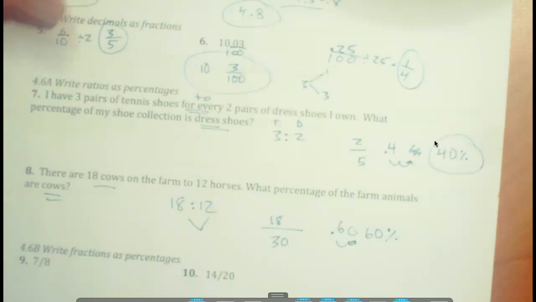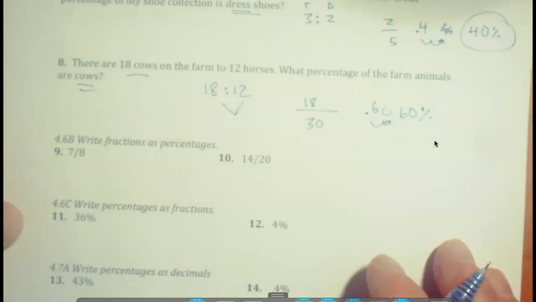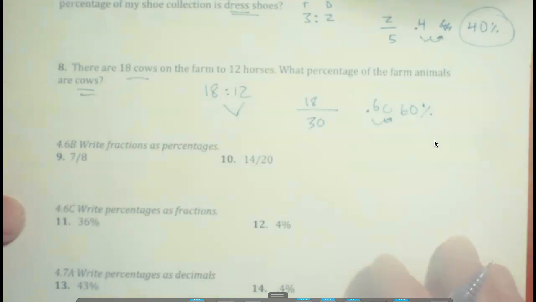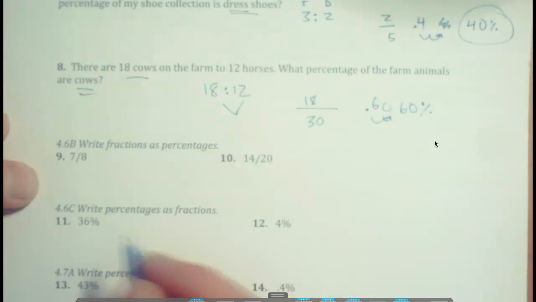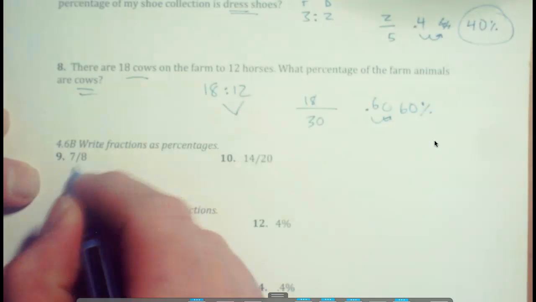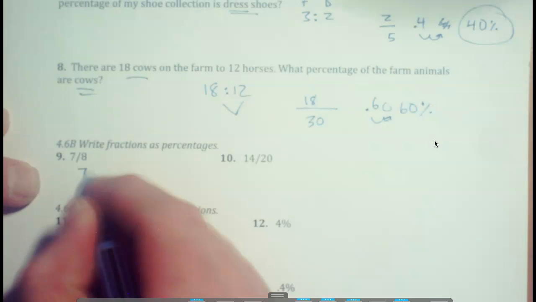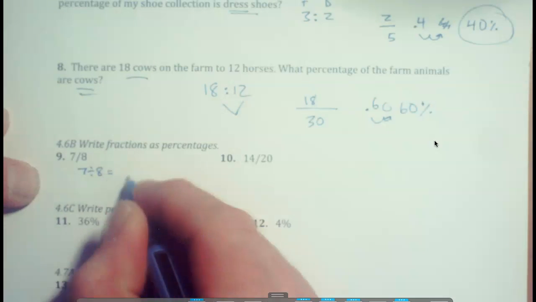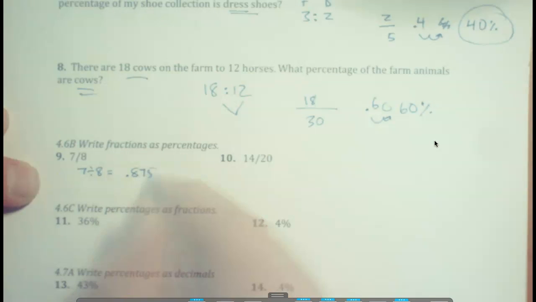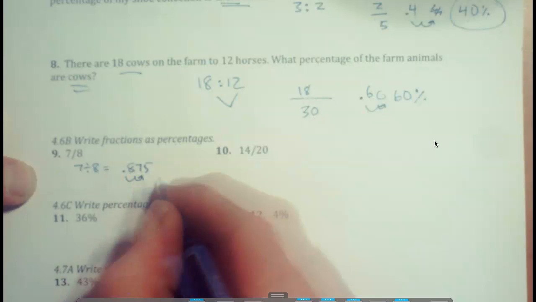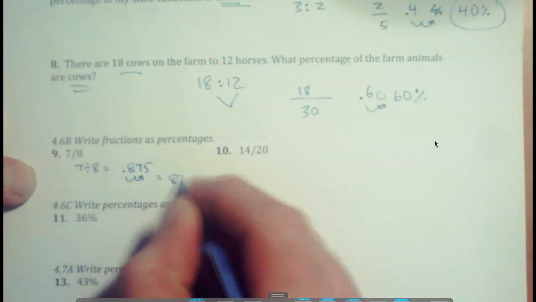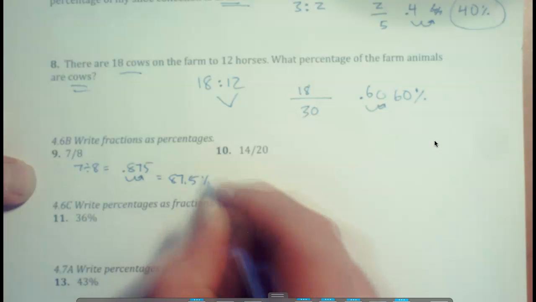All right, I can write fractions as percentages. Well, first of all, we've got to get them to a decimal. So we'll do 7 divided by 8 on our calculator. This is going to be equal to 0.875. And then we're going to multiply by 100. Move that decimal. It'll be 87.5, and we just add the percent sign.